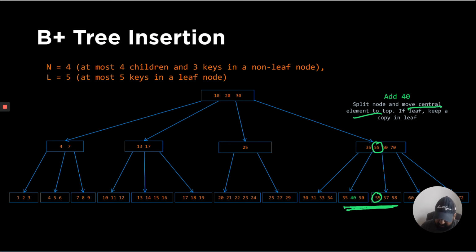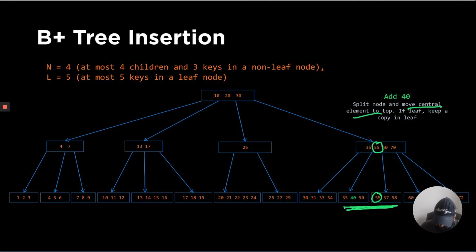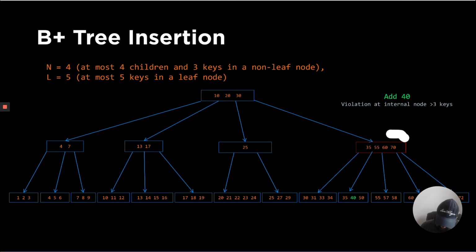You can move either of the central elements, since this is a case of odd, so you can move either 50 or 55. I'm moving the rightmost one, which is the center to right. So just stick to one convention if you see these questions in an exam. So you move 55 up. This is just applicable for the leaf node because we want to keep a copy of the leaf nodes on the top.